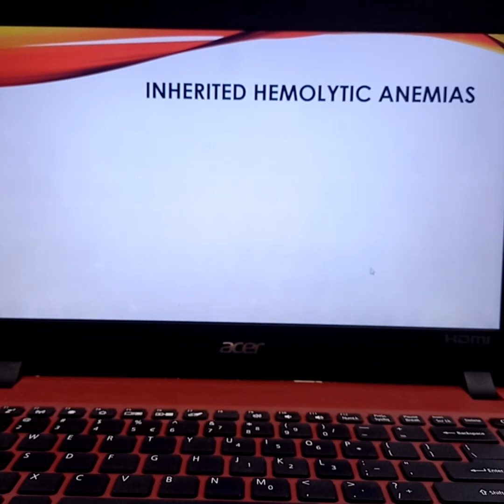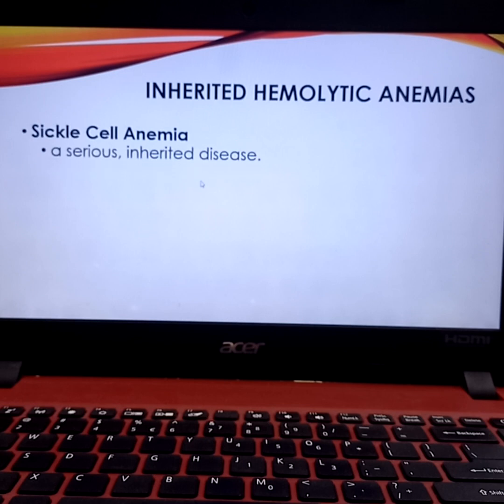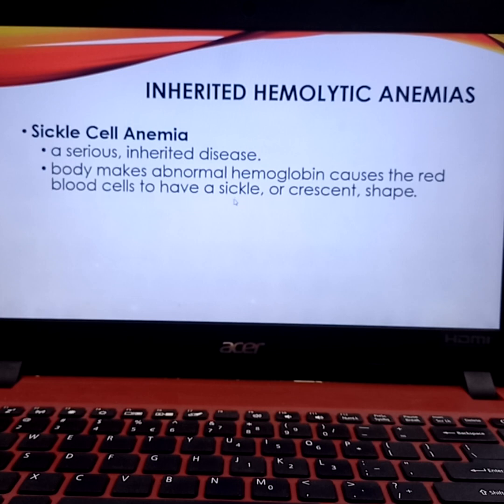The last one under your inherited hemolytic anemias is sickle cell anemia. Sickle cell anemia is a serious condition that is inherited or genetic by nature, wherein the body makes an abnormal hemoglobin, causing the red blood cells to become sickled or crescent shaped. Basically, it looks like a crescent moon, like the letter C.